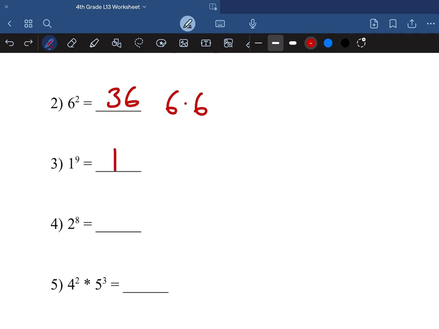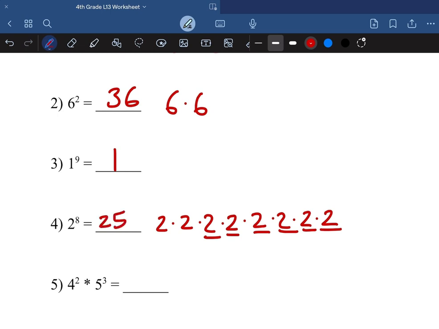Number 4, we have 2 to the power of 8, which is the same thing as 2 times 2 times 2 times 2 times 2 times 2 times 2 times 2. 2 times 2 is 4, times 2 is 8, 8 times 2 is 16, 16 times 2 is 32, 32 times 2 is 64, 64 times 2 is 128, and 128 times 2 is 256. So 256 is the answer for 2 to the power of 8.